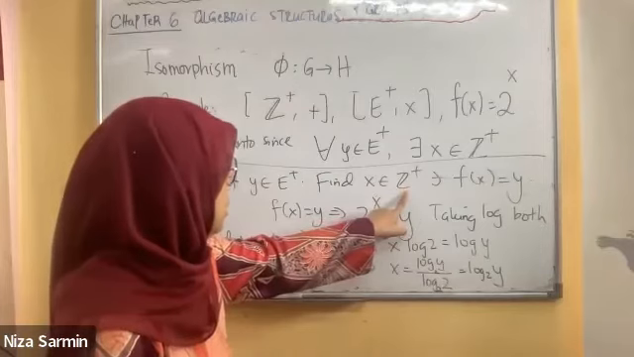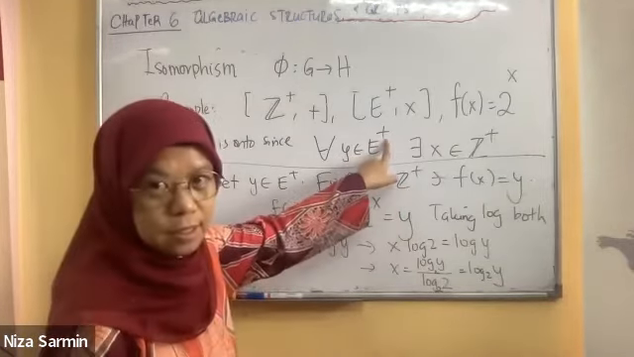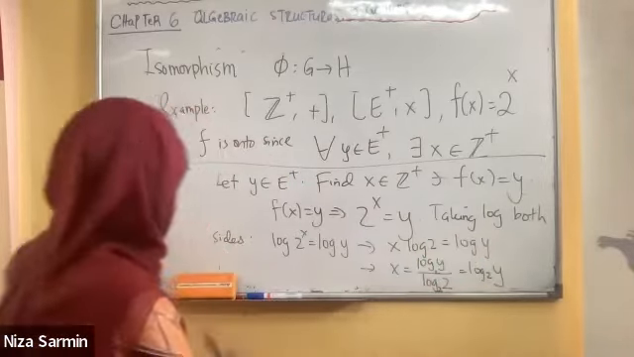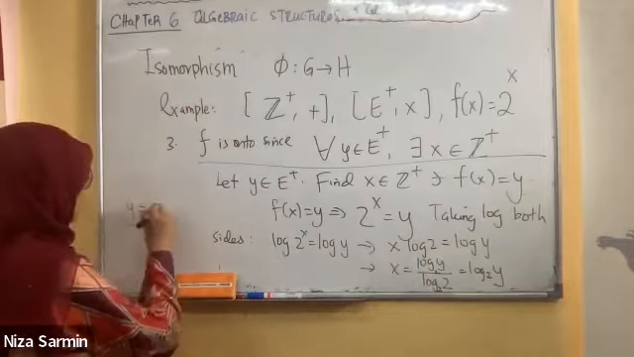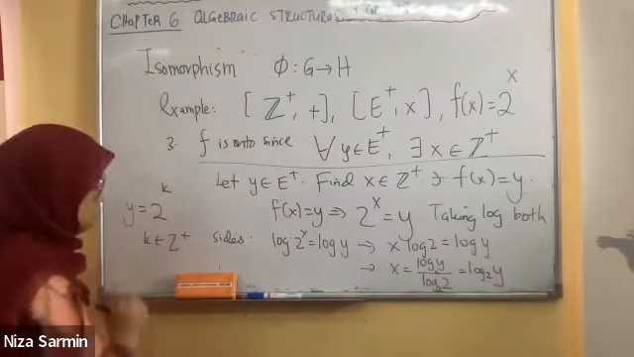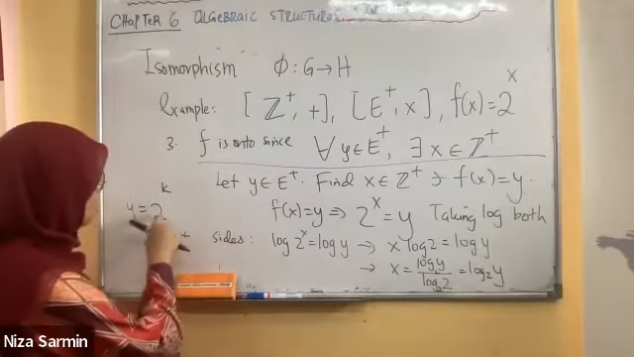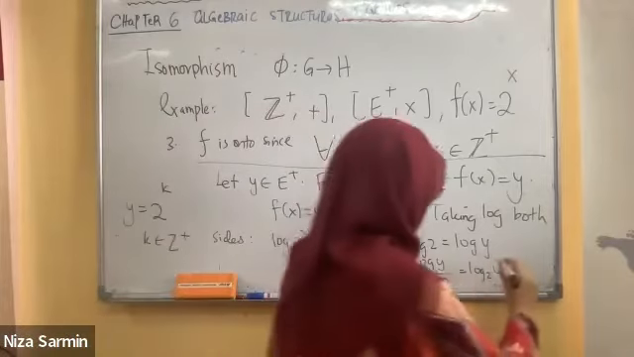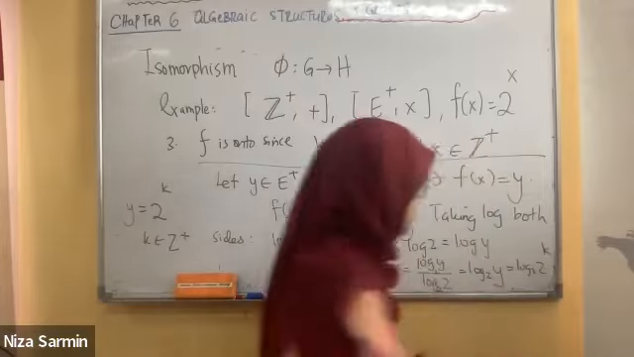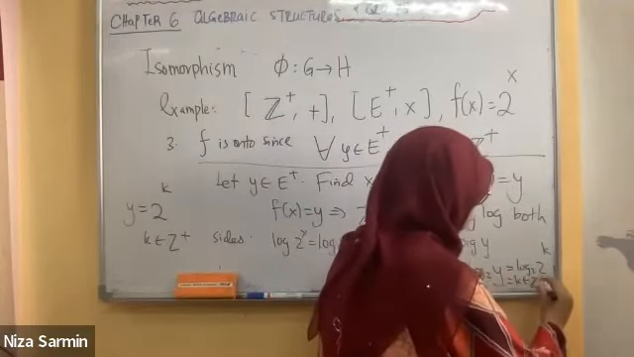Any y in E plus is in the form of 2 to the power, right? Okay, y is always 2 to the k, because this is even number, right? Y is always 2 to the k. So this is log 2 of 2 to the k, which is k, right? Which is k in Z plus.